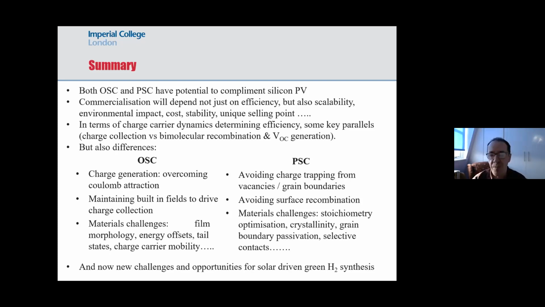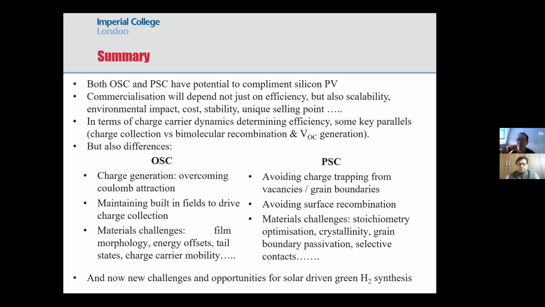But I hope I've shown you that there are some differences. How charges are generated is quite different between organic and perovskite solar cells. And there are some similarities. How we generate open circuit voltage is essentially the same in both devices. And indeed, how we analyze it is essentially the same.